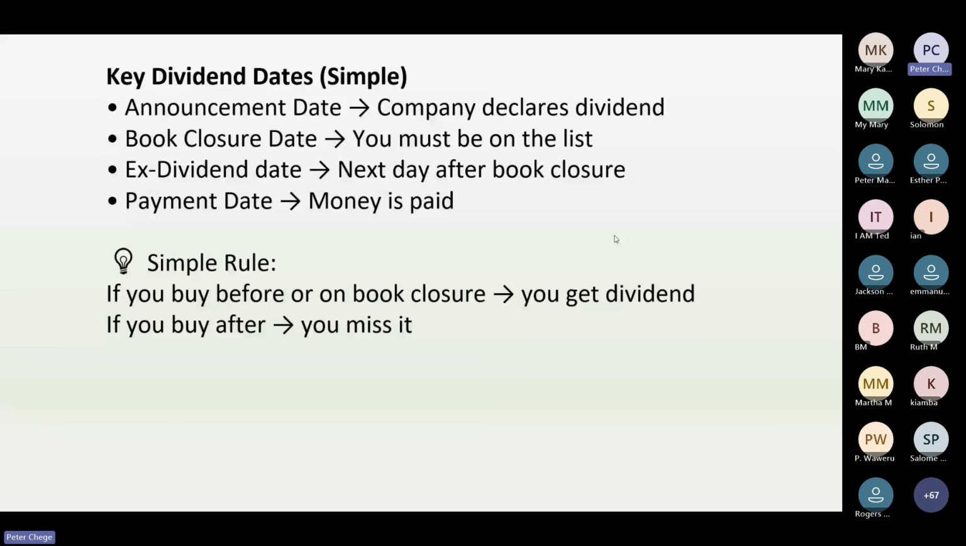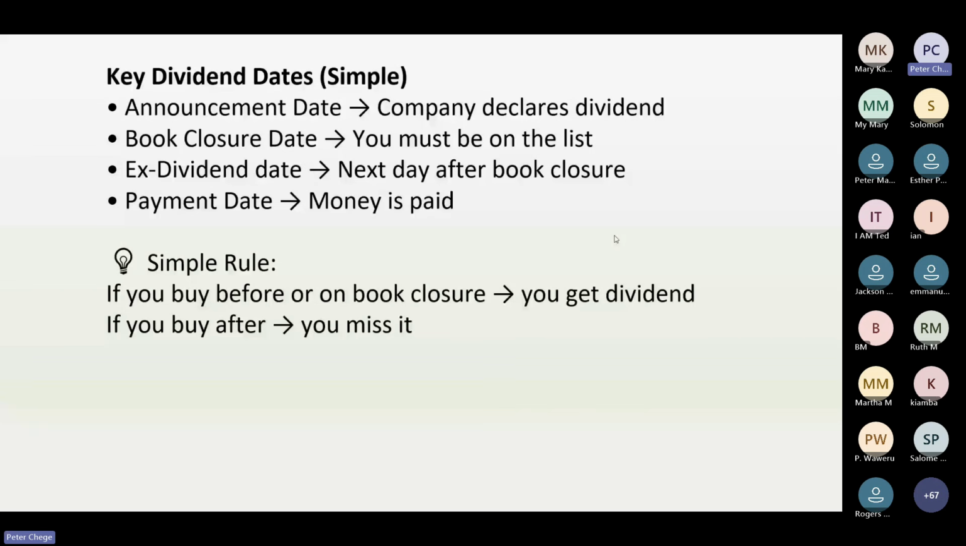Then book closure is the date you need to have shares. At 3 p.m. when the market closes, the total number of shares you have is what qualifies, irrespective of the date you bought it. You could have bought many years ago, you could have bought the same day on book closure, but the total you have. There is no criteria. The only criteria is 3 p.m. Which number of shares do you have? 1,000 Co-op. That's what qualifies, irrespective of the price you bought at. Multiply that by the dividend, that's what you receive.